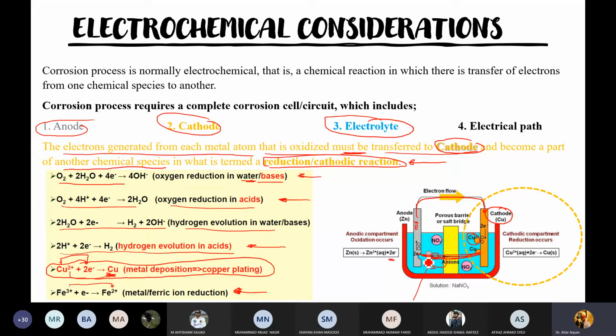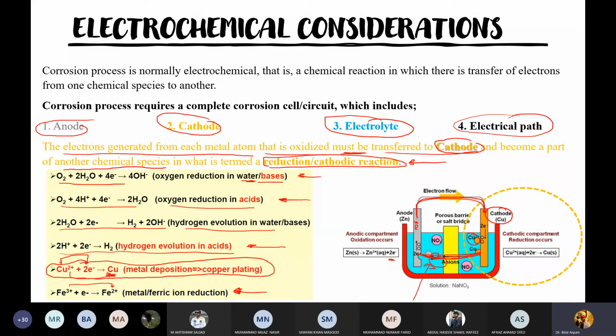So the electrolyte is necessary, and in order for the electrons to move from the anode to the cathode, you also need an external path that provides the electrical path. So the presence of electrolyte for the ions and the presence of an electrical path to complete the circuit are necessary for the corrosion reaction to propagate. All right, it's not just the anode and the cathode; these components are necessary for the process to take place.